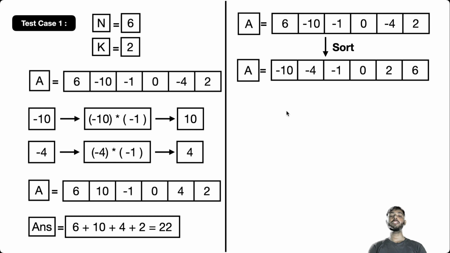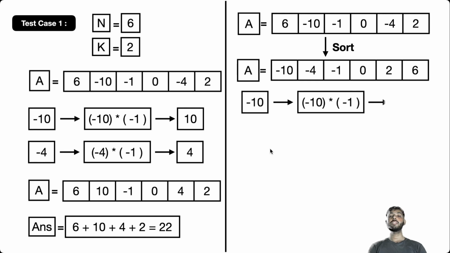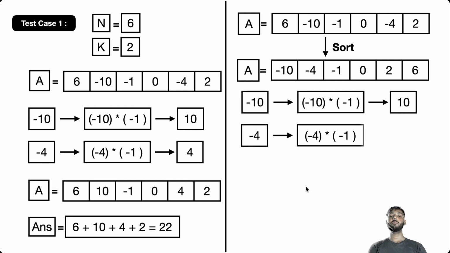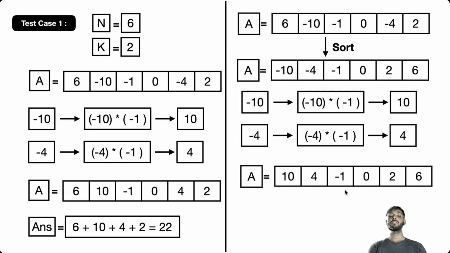Now why are we sorting this? As we need the maximum sum, it will be beneficial for us if we change the minimum negative elements into positive elements. As we can change two elements, we'll select the first element, that is -10, and multiply it by -1 and change it to a positive element, that is 10. Then we can select the second element -4 and change it to 4. Now our updated array is 10, 4, -1, 0, 2 and 6.